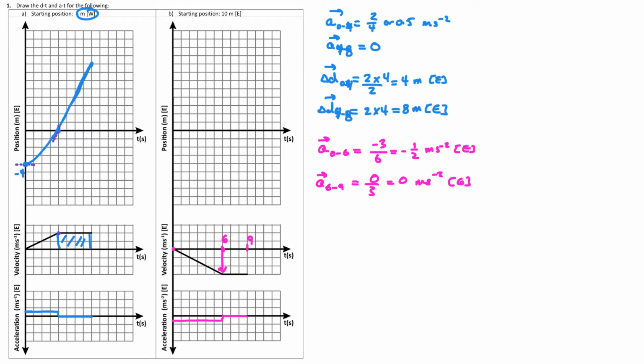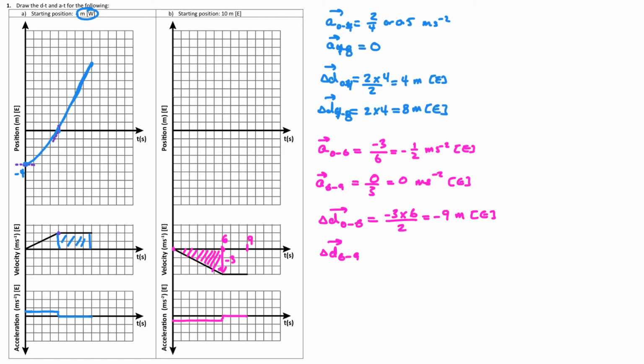How about displacements? Let's look at the displacement from 0 to 6 seconds and the displacement from 6 to 9 seconds. The shape here is a triangle. The height is -3 and the base is 6. We're going to divide that by 2 because it's a triangle. That's -9 meters in the east direction.